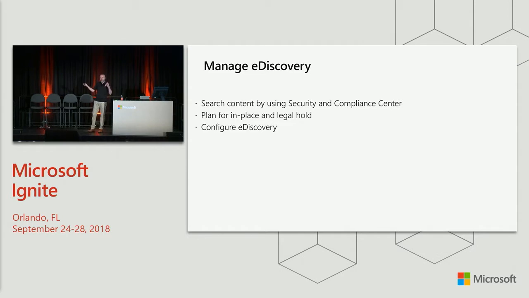E-discovery has to be part of that story when we're talking about compliance and governance. People need to search for information. Hey, Chris might have sent an email that had the word M365 in it. We want to be able to track that. Maybe we have to hold that information so he can't delete that out of his mailbox. We may have to use that against him in a court of law. So you folks need to know how to set that up.